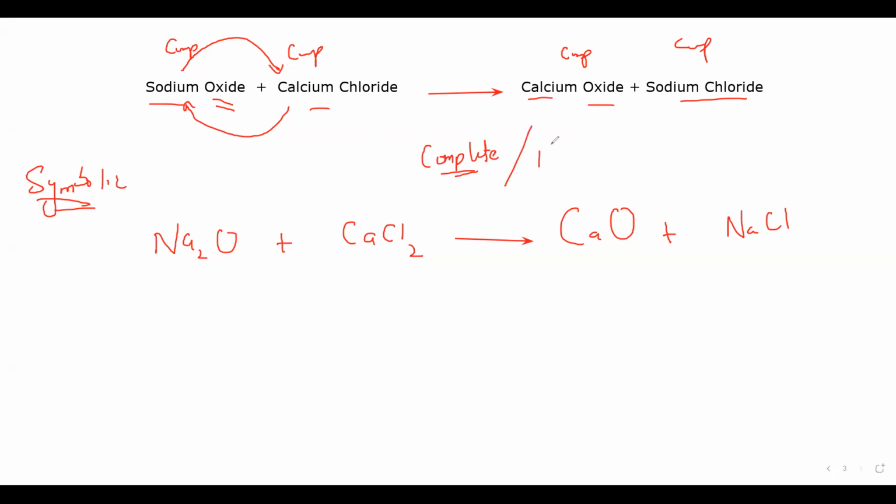Now the second part is to balance. And for balancing, we can only put the number before the element or compound. So now to start the balancing, here we have 2 calcium on the left hand side and we have 1 calcium on the right hand side. So what number should I write here to balance calcium?